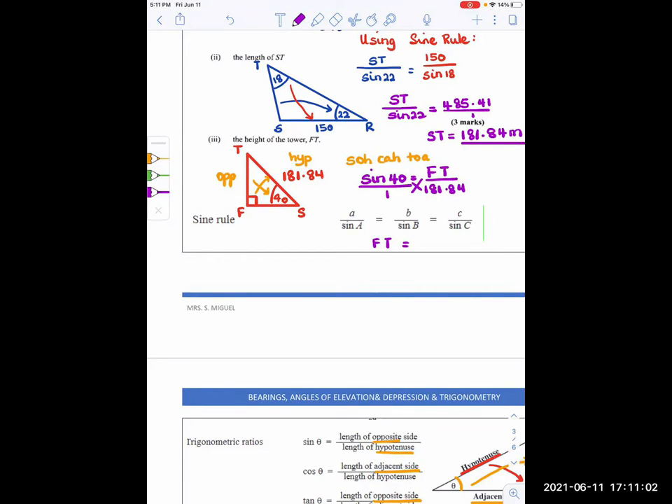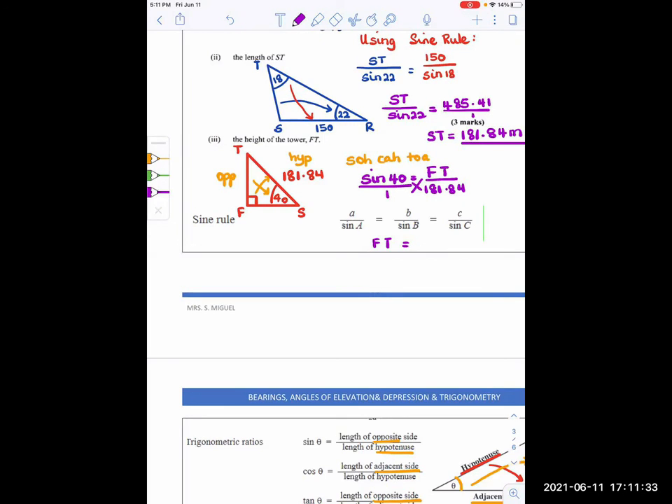And that is the height of the tower. So they can bring bearings, angles of elevation and depression, and trigonometry in the question with circle theorems. So circle theorems is 6 marks, and the other 6 marks could either be on trigonometry, angle of elevation and depression, and bearings.